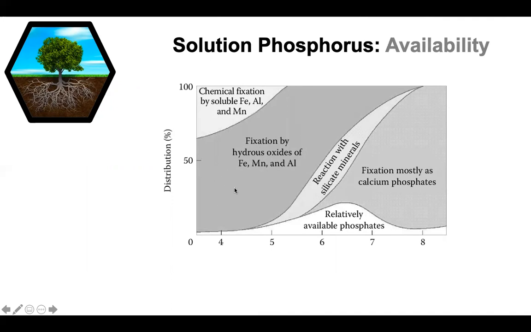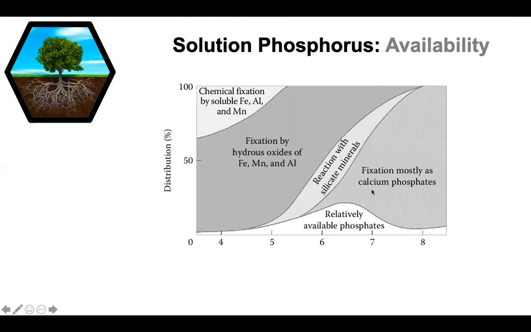So at lower pHs, you can have that phosphorus binding to things like iron and aluminum and manganese to form these different compounds that are not plant available. Similarly, here you can see that phosphate reacts with silica and silicate minerals. Remember that silica is a really common soil mineral. It's one of our layers of clays. And then at higher pHs, phosphates will kind of fixate with calcium phosphates of different forms.